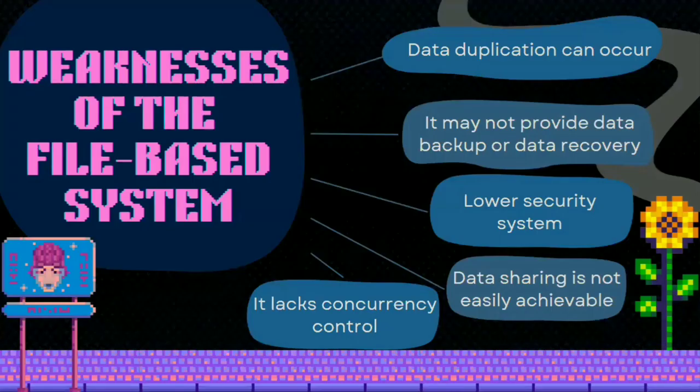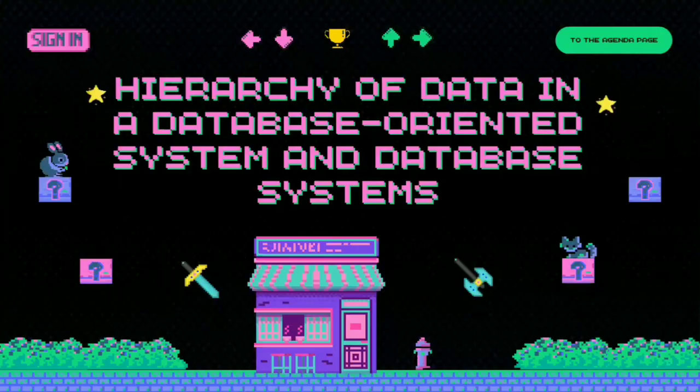Weaknesses of the file-based system. We have 5 points. Here: data duplication can occur. It may not provide data backup or data recovery. Lower security system. Data sharing is not easily achievable, and it lacks concurrency control. The next material is about the hierarchy of data in a database-oriented system and database system.